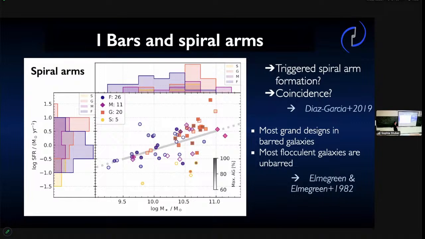Multi-arms are generally known to have a reduced arm-inter-arm contrast or tighter pitch angles, which might make it harder to see these features in molecular gas because it is really clumpy. Also, they have a smaller arm width compared to grand designs. Smaller arm width could mean that there's less gas that can accumulate on the arms, and again, make it hard to see it in molecular gas.